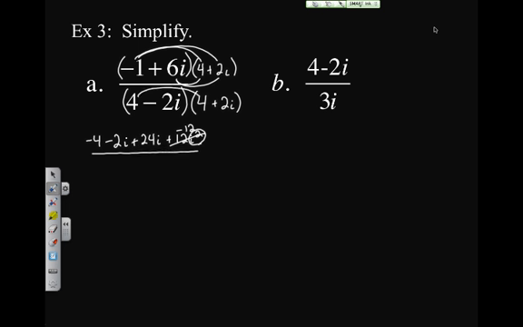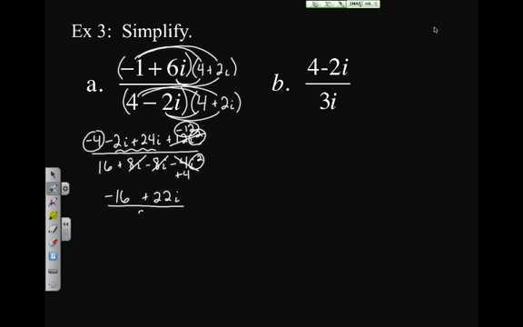On the bottom, we can FOIL this. We get 16 plus 8i minus 8i minus 4i squared. And again, we already said those two middle terms cancel. And again, because this is negative 1, this whole term becomes plus 4. So for this problem, to simplify the top, we've got negative 4 and negative 12 gives us negative 16. The imaginary parts, plus 22i. And then on the bottom, we've got 16 and 4 is 20.